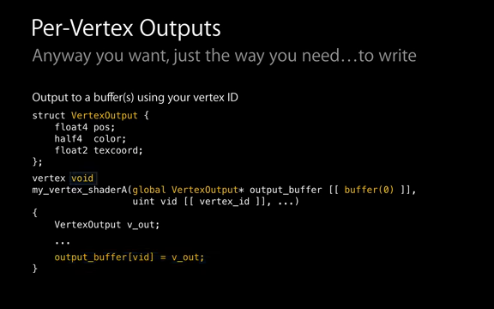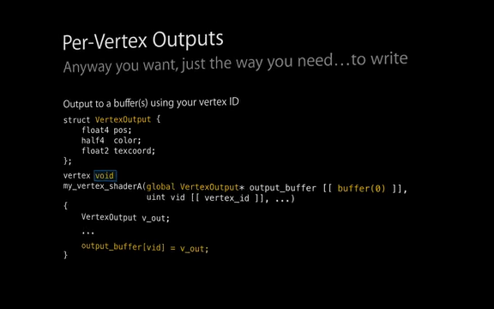Notice I'm not returning anything here because the return type is void, but I could have returned the same struct here, or I could have returned something completely different. So you have a lot of flexibility here. All right. So that's per vertex inputs, outputs.